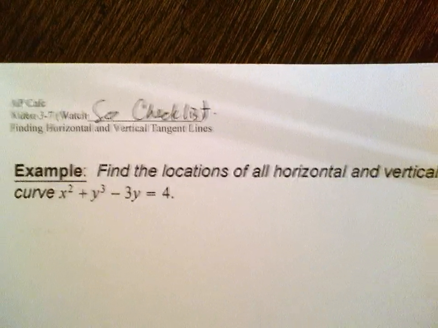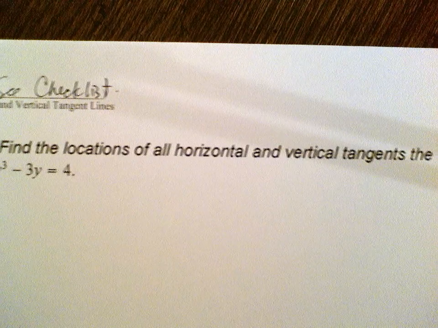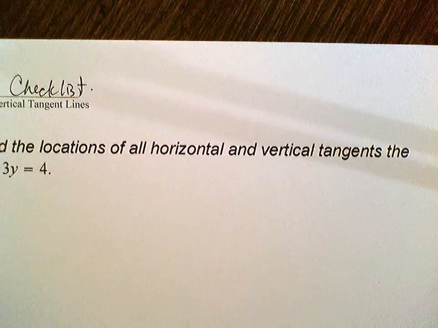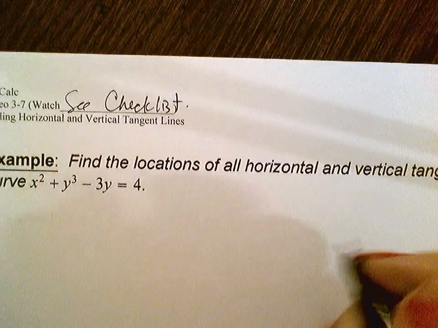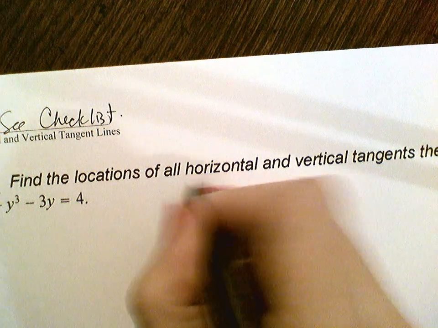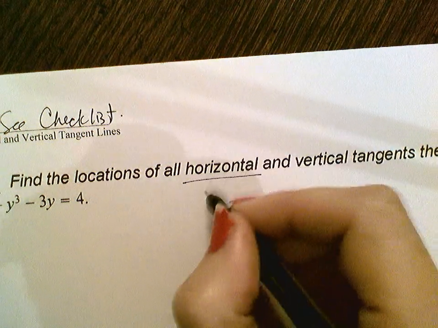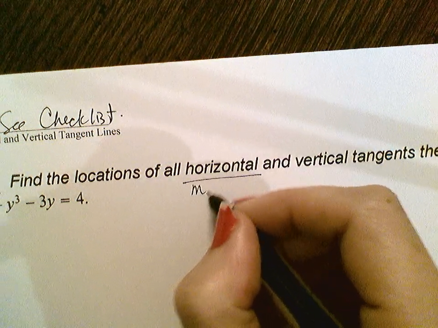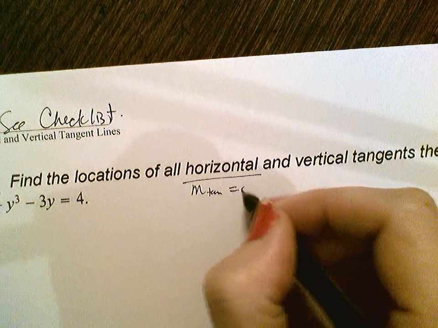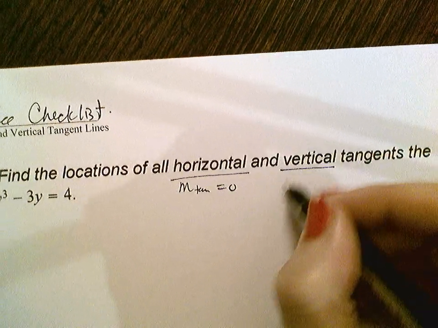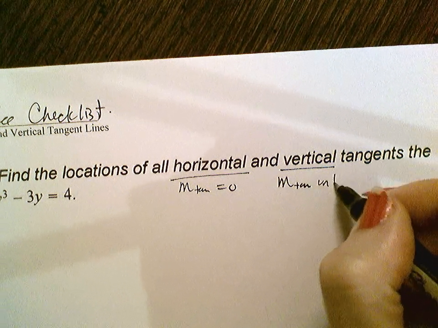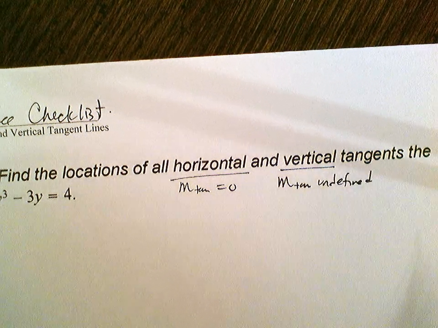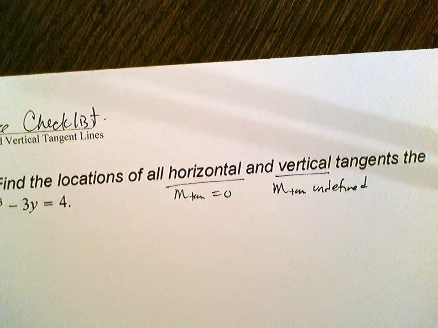And the example is: find the locations of all horizontal and vertical tangents to the curve that is given right here. Okay, so for a horizontal tangent, the slope of the tangent line is equal to 0. And for vertical tangents, the slope of the tangent line is undefined. All right, so that's what we're looking for.